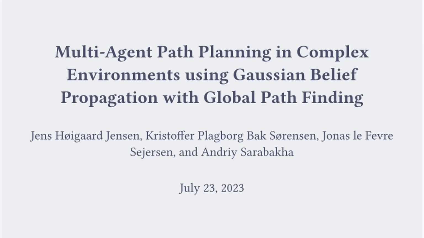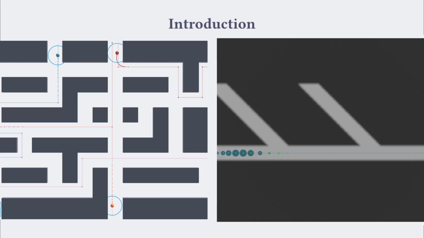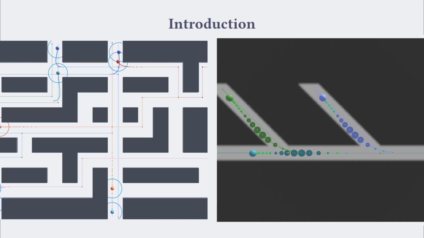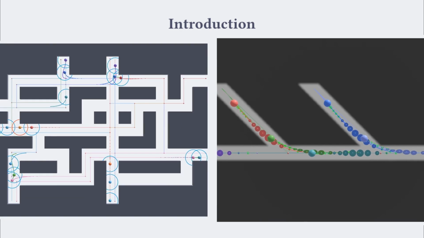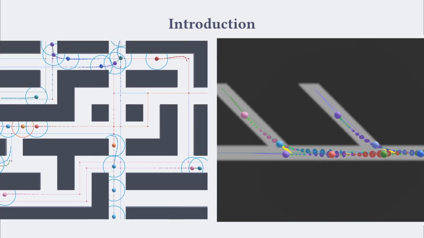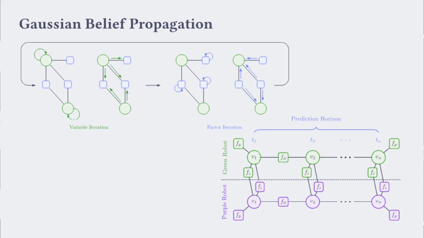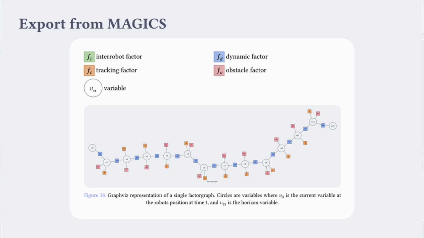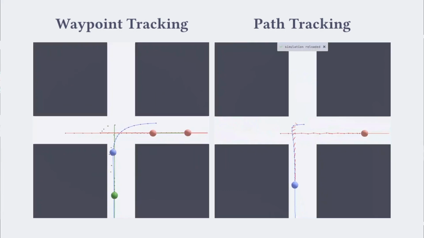Welcome to this presentation of our paper, Multi-Agent Path Planning in Complex Environments using Gaussian Belief Propagation with Global Pathfinding. This work addresses the challenge of highly dynamic multi-agent path planning both on a global and a local level. By leveraging factor graphs, one for each robot, and Gaussian belief propagation for message passing, the factor graphs contain 4 different dynamic constraints. We contribute 2 approaches.